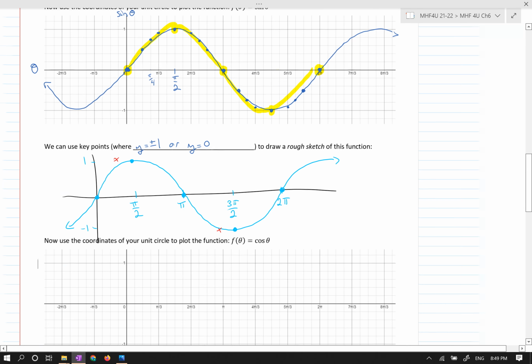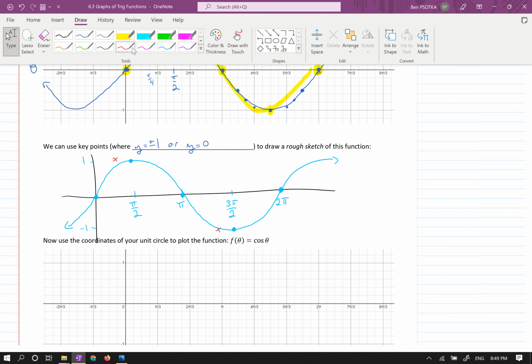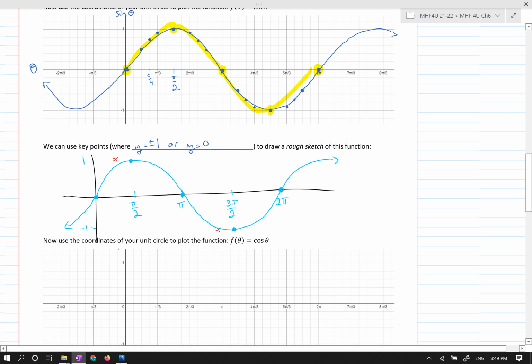Fantastic, folks. Now we're going to do that exact same process, but working with the cosine of theta instead. So we need the cosine of theta on our vertical axis. We need theta on our horizontal axis.